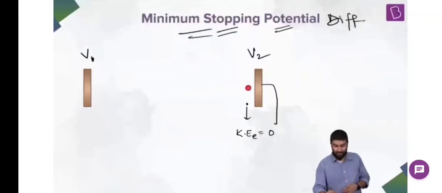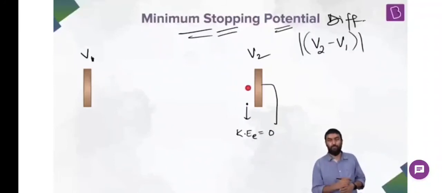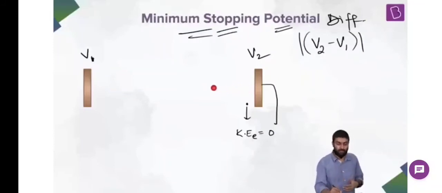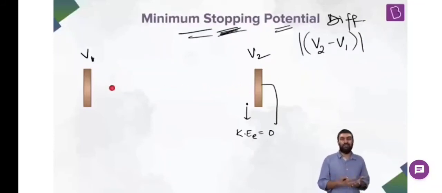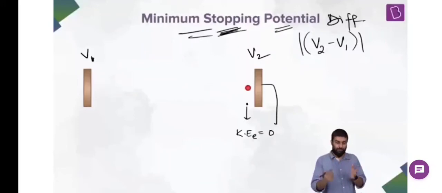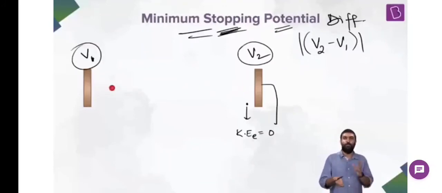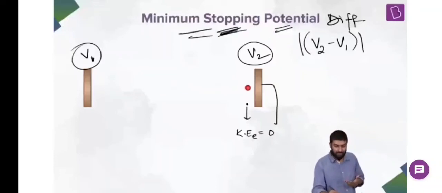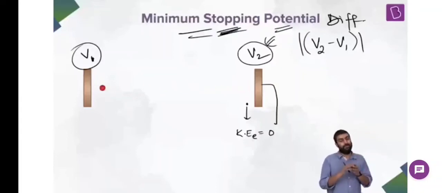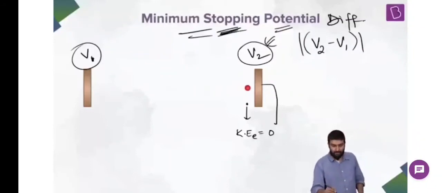Now I'm asking you what is the minimum stopping potential difference? I'm actually asking you V2 minus V1, mod value I'm asking you. Because I've already mentioned stopping, so I've already indicated what the direction will be, whether V1 will be higher or V2 will be higher. I've already told you which one will be higher, because this has to be lower, in your head negative, for the electron to be repelled. So I only need the mod value, okay?